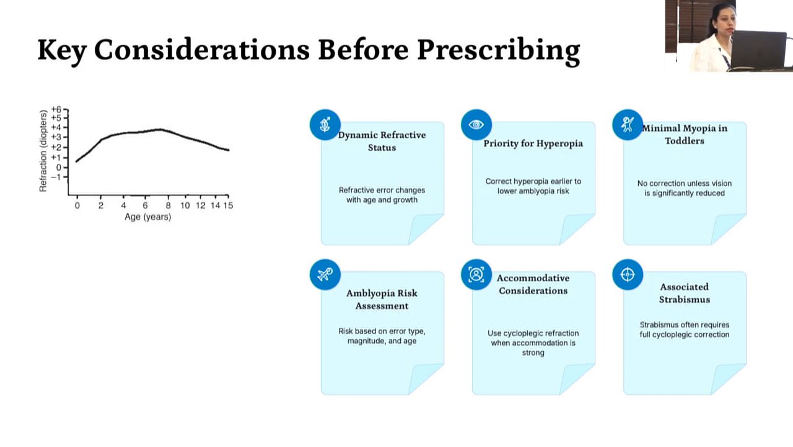You should take a note of the dynamic refractive status, because the refractive status keeps on changing with the age and the growth of the eyeball. And you should give a priority to hypermetropia, because hypermetropia has a more chance of amblyopia. And myopia, if it is a minimal myopia in a toddler, it need not be corrected. But if it is significantly affecting the vision of the toddler, it has to be corrected. Amblyopia risk has to be taken into account for all the cases, and you should also look for a presence of strabismus. If there is a presence of strabismus, the full cycloplegic correction has to be given.